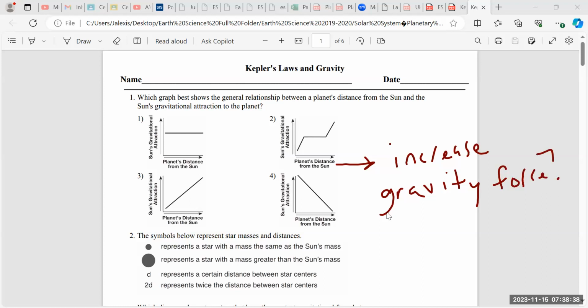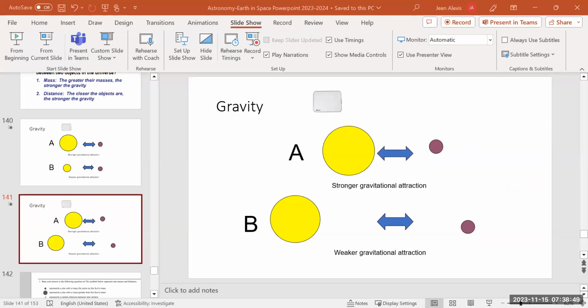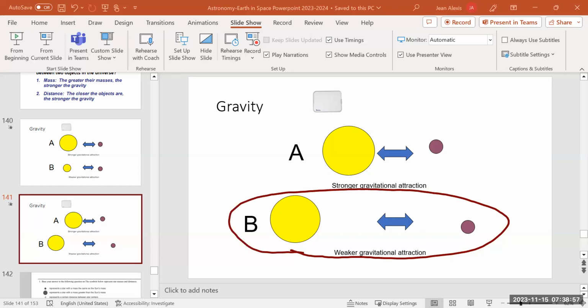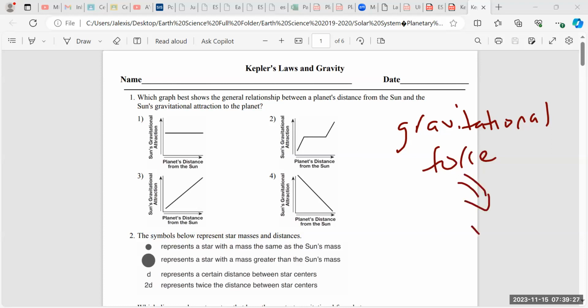So in our notes, we've learned that the more distance between two objects, the weaker the gravitational attraction. So if the distance between two objects is getting further apart, that means that the gravitational attraction is going to be weaker as you go farther apart between the two objects. So when we look back at our question, we know that our gravitational attraction force is going to be weaker as the distance increases.